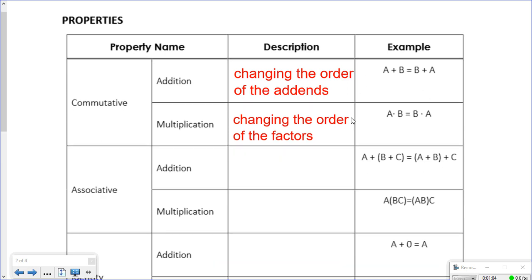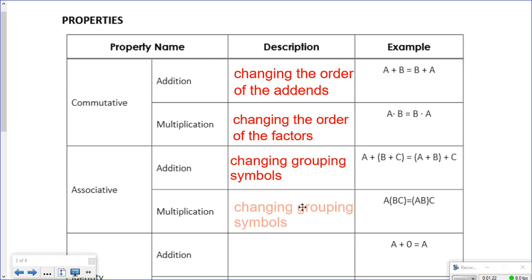If at any point I'm going a little too fast, please feel free to pause the video and catch up. Associative property, again, we do over addition and multiplication. It is when we change the grouping of the things that we are adding and multiplying, so we're going to change the grouping symbols. If we did A plus the result we get when we do B plus C, it's the same thing as doing A plus B first and then adding C. Same thing with multiplication.